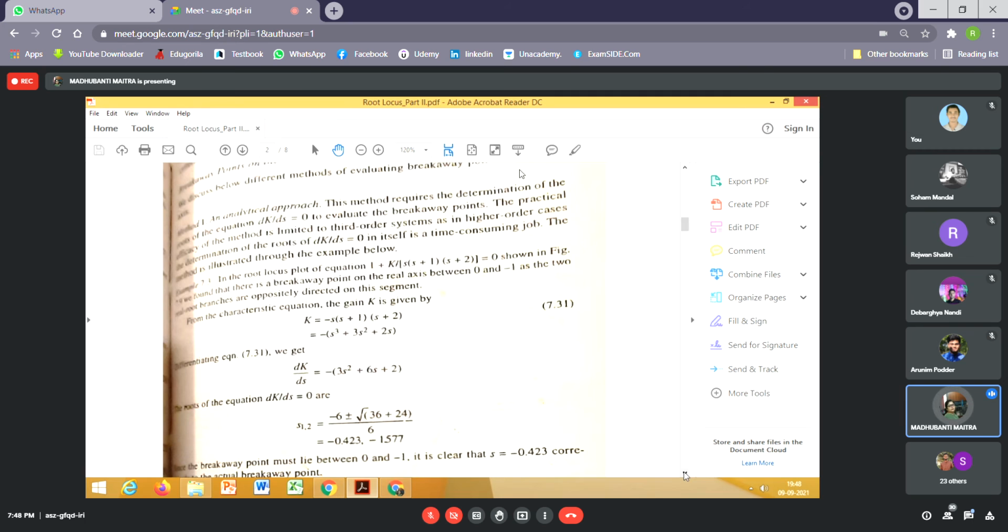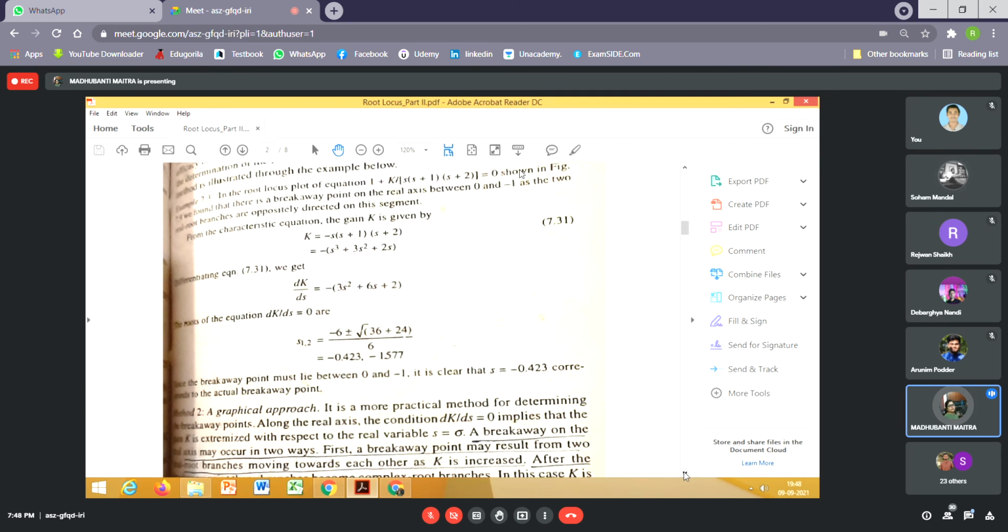This is left as an assignment. I don't know whether the values are correct or not, so please solve this equation and check whether the roots are correctly computed. For the time being, I'm assuming these values are correct: one root at minus 0.423 and the other at minus 1.577. So we are getting two roots.